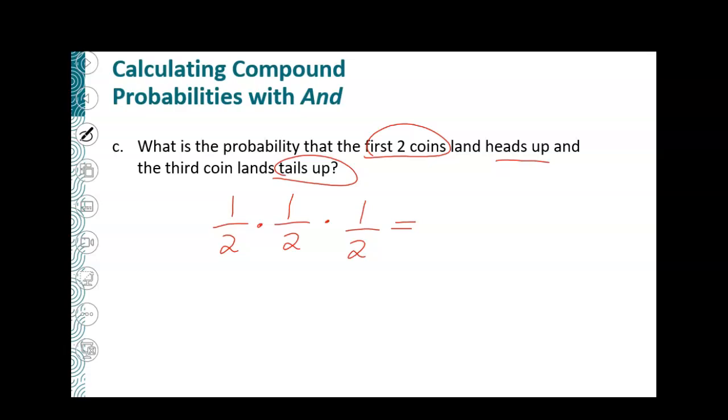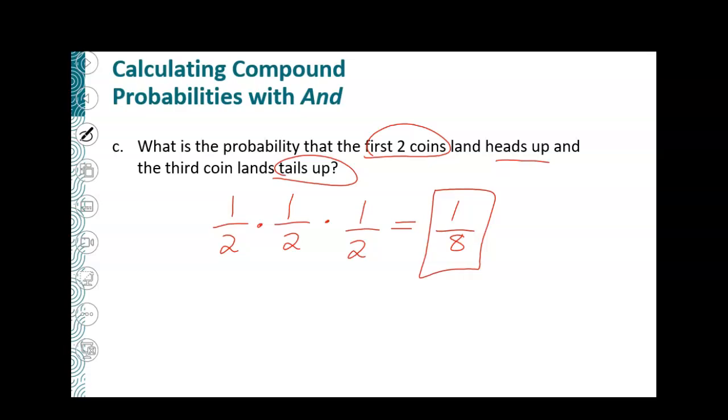And why doesn't it matter? Because what kind of event is it? Coin. Independent. It's a coin. It's the same chances every time. So it's still 1 over 8 for those 3 compound events. Okay?